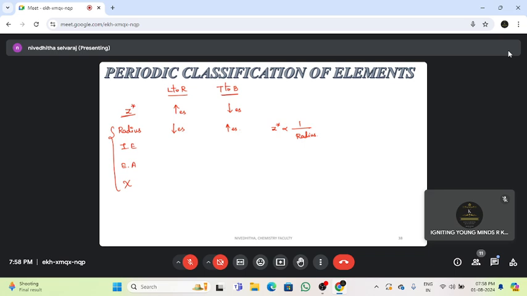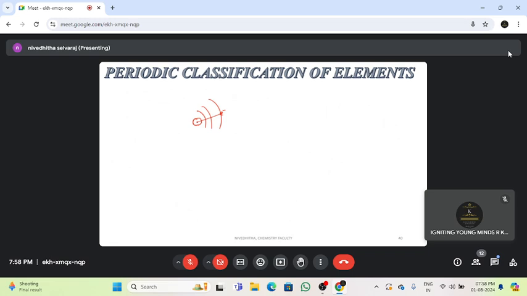Minimum amount of energy to remove the loosely bound electron from an isolated gaseous atom, right? For example, let us take lithium. Atomic number is 3, and its electronic configuration is 1s2, 2s1. So in lithium, inside the nucleus we'll be having 3 protons, and in the first shell we'll be having 2 electrons, and in the second shell we'll be having only 1 electron, right?